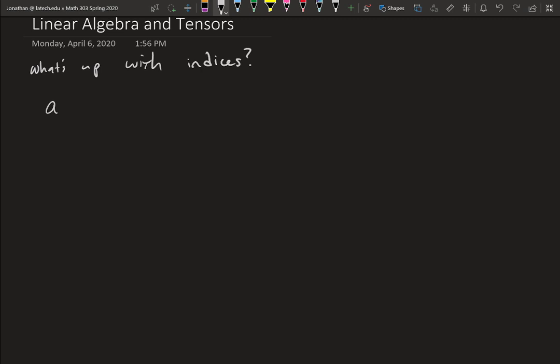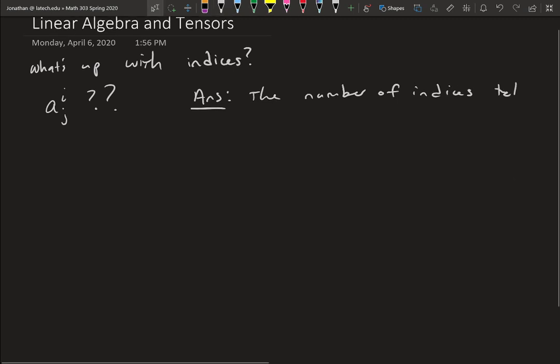So I've written this thing quite a few times, a_ij. The idea is if you have an index up and an index down, the number of indices tells us what the dimension of the array is.